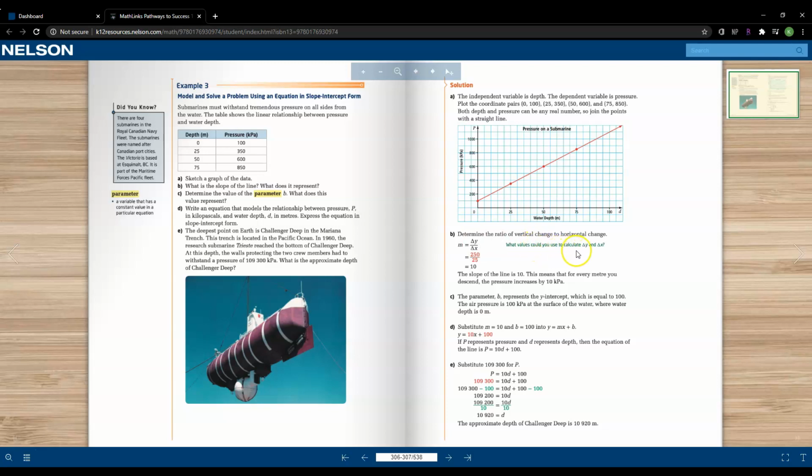So it says, what values could you use to calculate the change in y and change in x? You can choose pretty much any 2 points here. You could choose this point and this point, or this point and the one at the bottom. It doesn't really matter, right? They're all on the same slope. So if you look at the table, we can do this in our head.